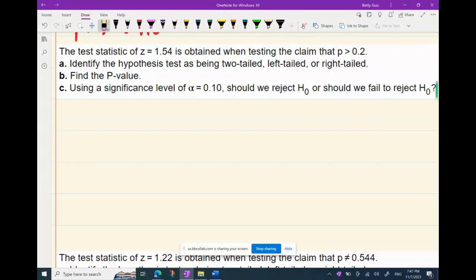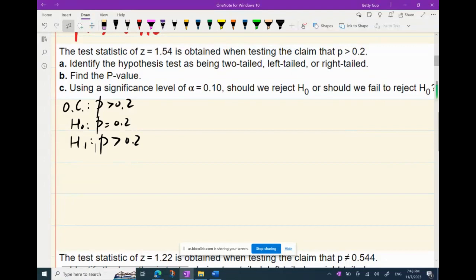So this one, the test statistic z equals 1.54 is obtained when testing the claim p is bigger than 0.2. Original claim is p bigger than 0.2. So our null is p equals 0.2. Our alternative is p bigger than 0.2. I don't mind repeating the same thing. The original claim must be the same as either the null or the alternative hypothesis. It has to be the same as one of them.